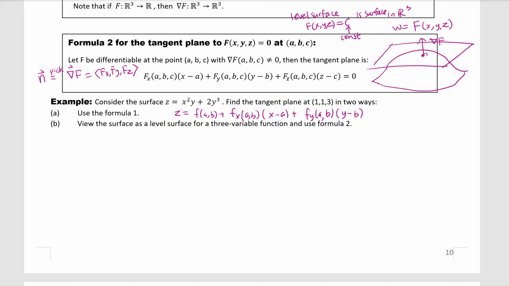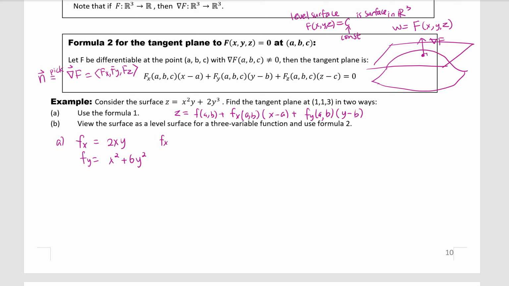Okay, so let's see. Partial f partial x: the derivative of x squared is 2x, so we have 2xy, and then there's no x in the 2y cubed, so it's 0. Fy: the derivative of y is 1, so x squared plus 6y squared.